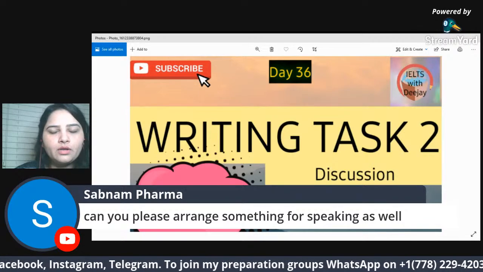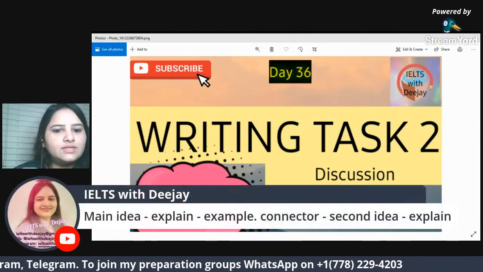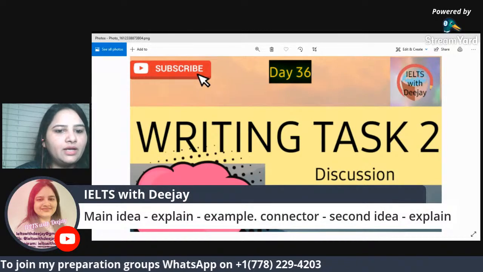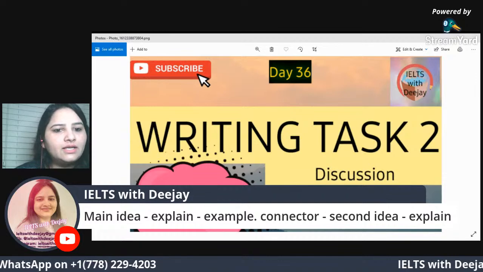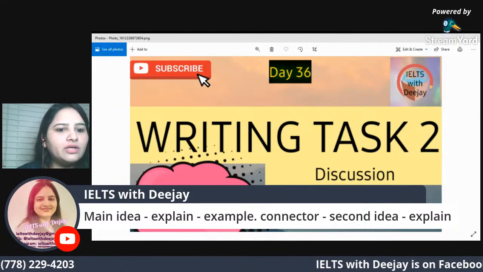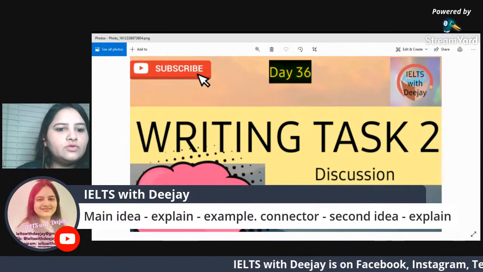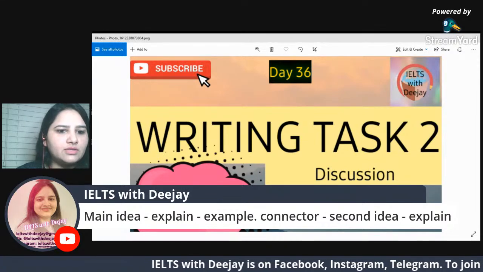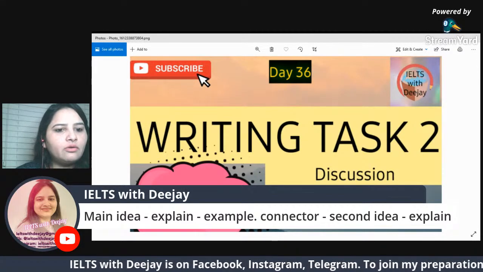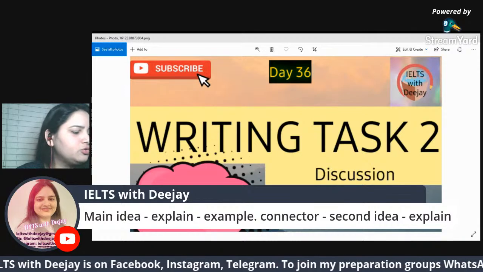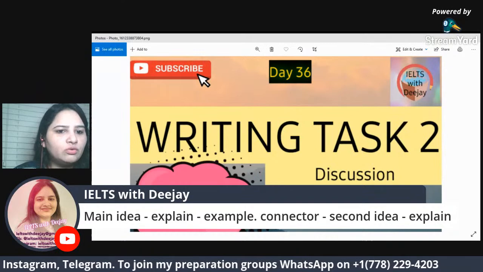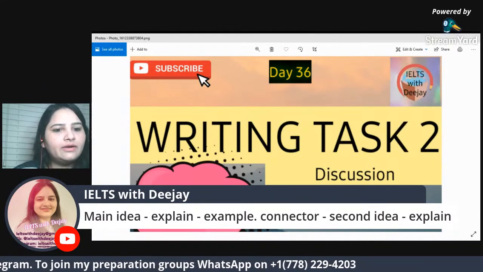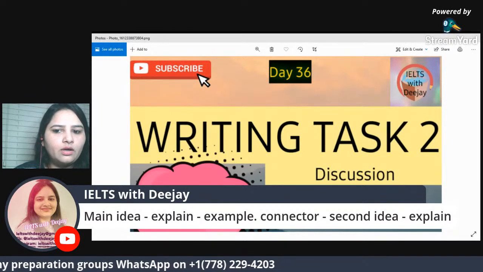Okay, yeah. So this is the thing we have to do. Main idea, explain, example. Then you will write the connector, the second idea and example when you are writing two causes, two problems, two solutions, or two effects. Okay, this is the format you will follow for two ideas, not two main ideas, because main idea is going to be one and the second idea is simple. Okay.